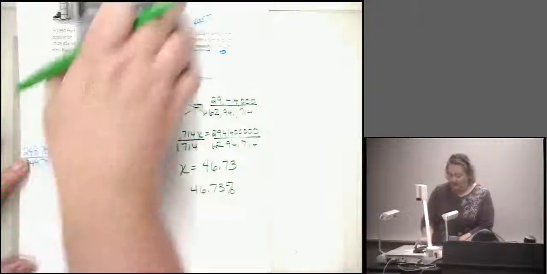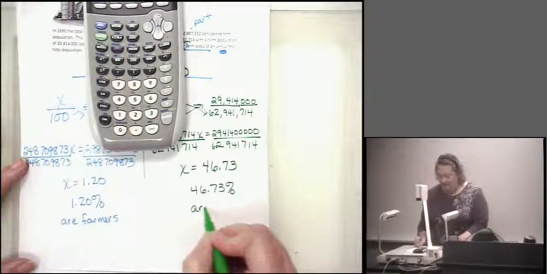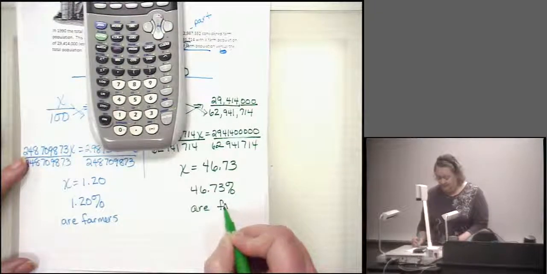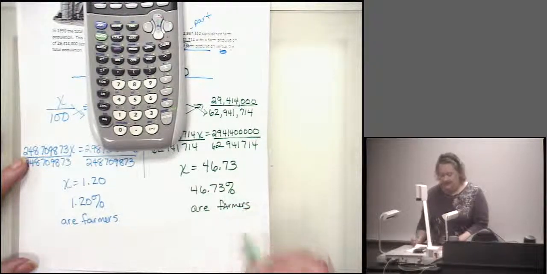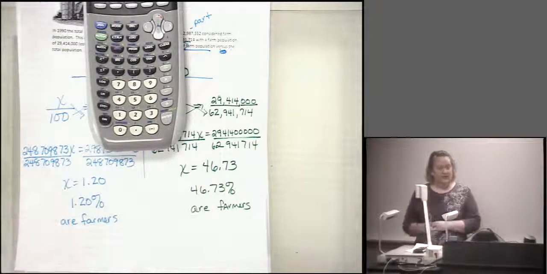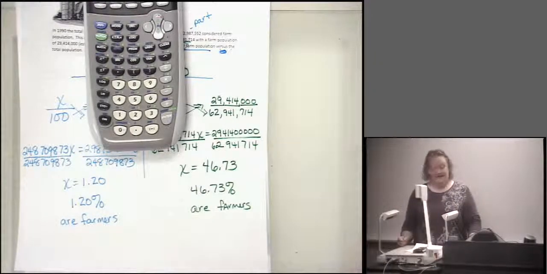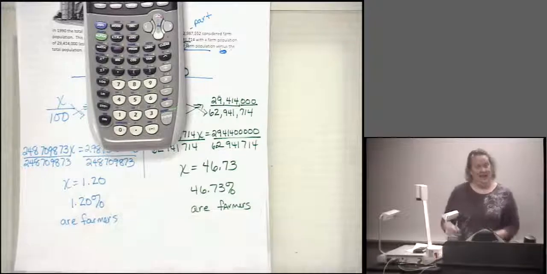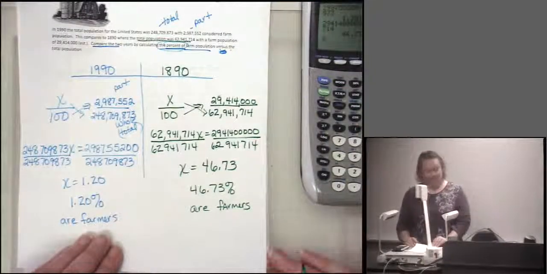And so our farmers in 1890, and if we wanted to, it just said to compare them, so we're just going to compare 1.2% to 46.73% in 1890, and we can see the decline of farmers as our workers in population.